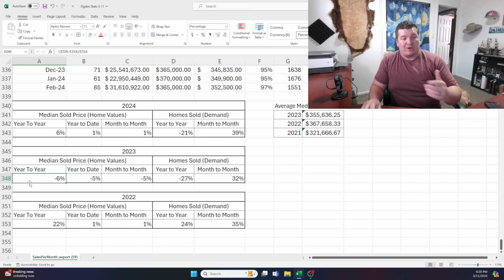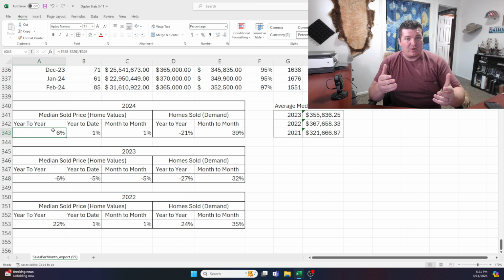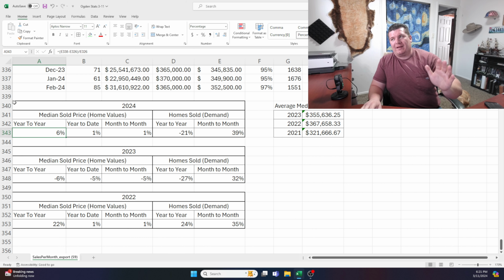We had one year where it decreased by 6%. Now we've got one year where it increased by 6%. And I think it's really important to notice that this is a trajectory showing that home values in 2024 are going to increase from 2023, regardless of the demand. And I find that wildly interesting.